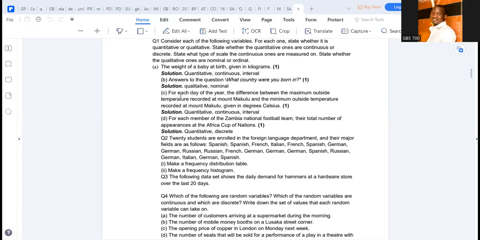How about for each day of the year, the difference between the maximum temperature and the minimum temperature? What type of data is that? That is quantitative because you can measure temperature, but it is continuous because it is an interval. It can be melting, it can be freezing, and these are the points, all right? So this is the first segment of what we call data organization.